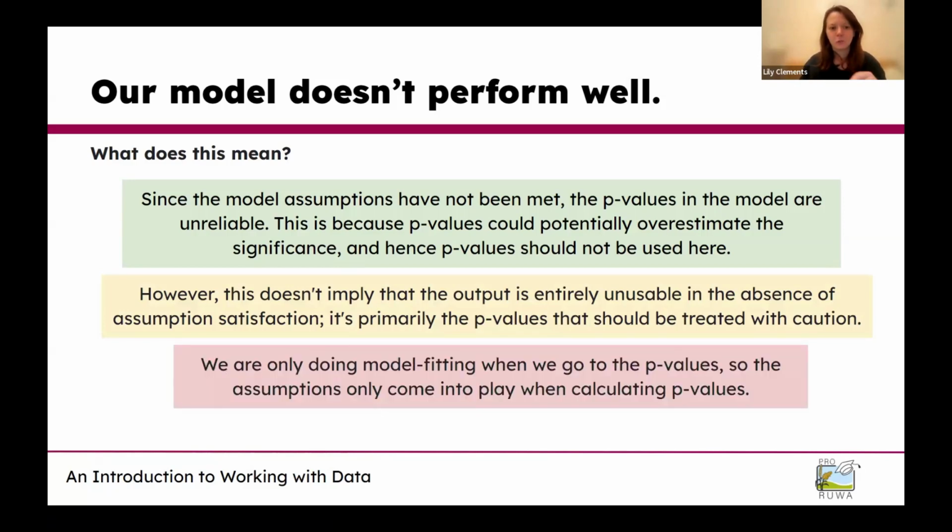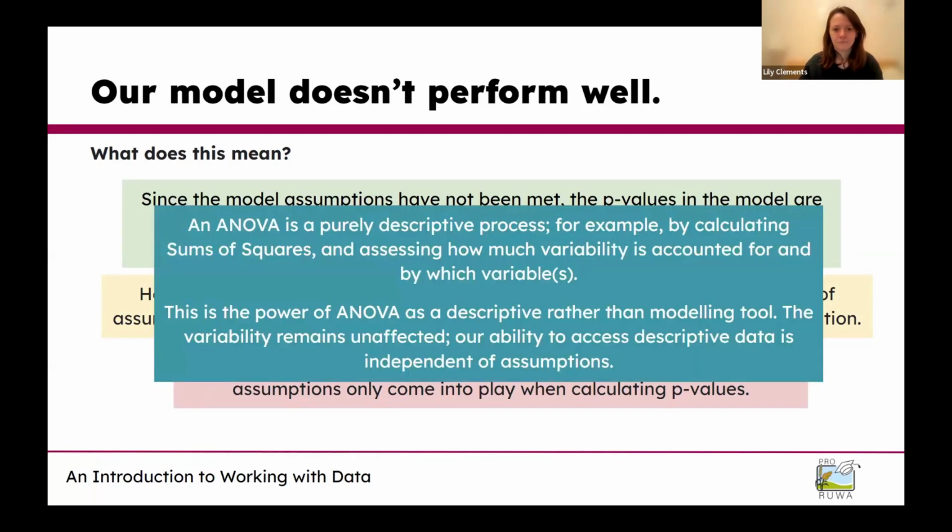What do I mean by that? So we are only doing model fitting when we go to the p-values. So the assumptions only come into play when we calculate these p-values. What we mean is basically an ANOVA is a descriptive process. For example, we're calculating sums of squares and assessing how much variability is accounted for and by which variables. This is the power of ANOVA as a descriptive rather than a modeling tool. The variability remains unaffected. Our ability to access descriptive data is independent of assumptions.